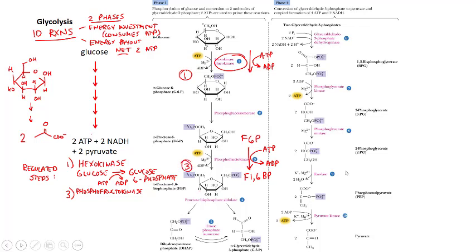And the third regulated step is step 10, catalyzed by pyruvate kinase. That's when you take this molecule called PEP and get pyruvate, and in the process ADP gets converted to ATP.